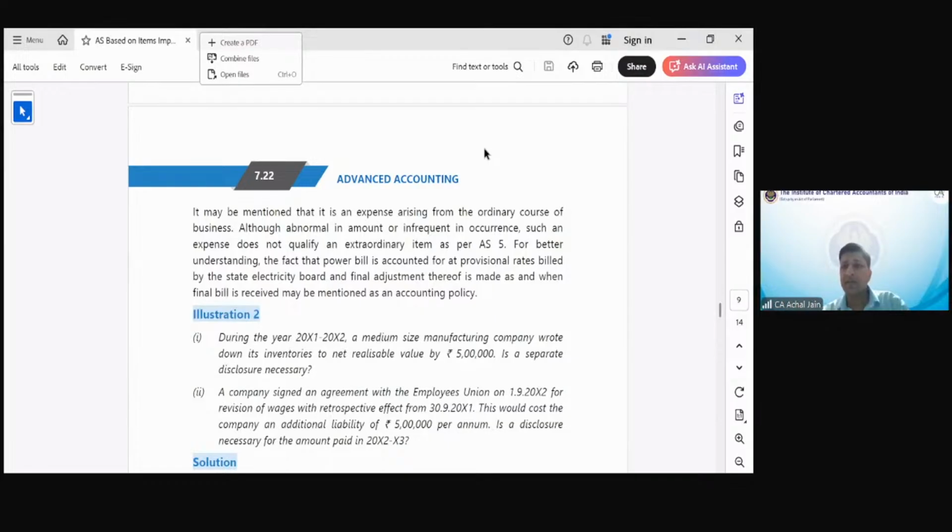Rohan says not an exceptional item because the amount is not significant. Now there again, Rohan, why do you think the amount is not significant? So how do you decide whether the amount is significant or not? Somya says write down of inventory is an exceptional item. Okay. Anyone else?